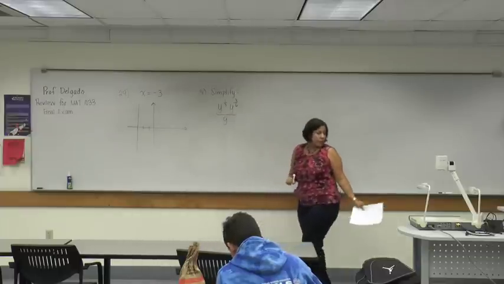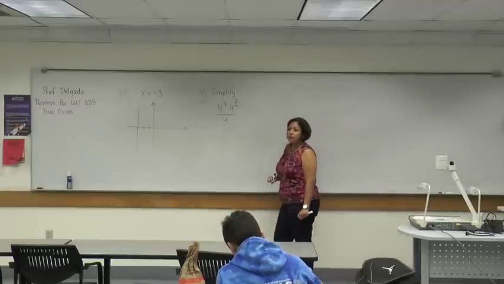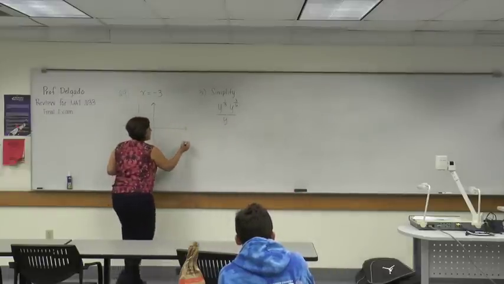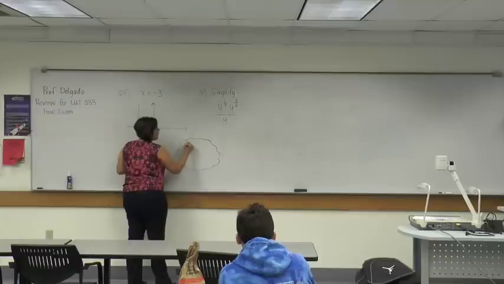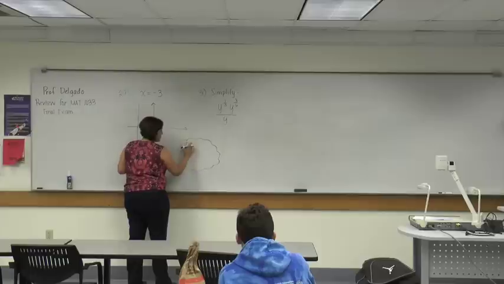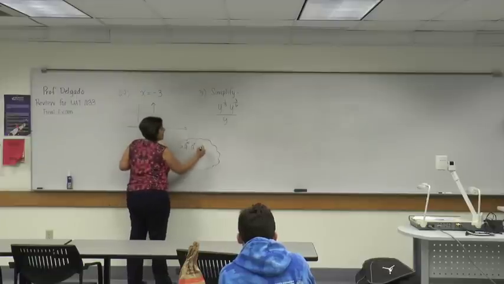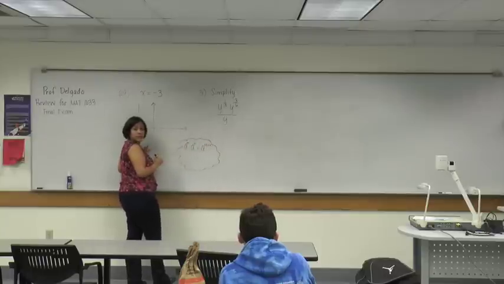Well, here we have 3 powers of y, and we're going to use both the product rule and the quotient rule. I'm going to write them off to the side just so we can refer to them. The product rule says if we multiply 2 powers that have the same base, we can write this as a single power where we add the exponents.